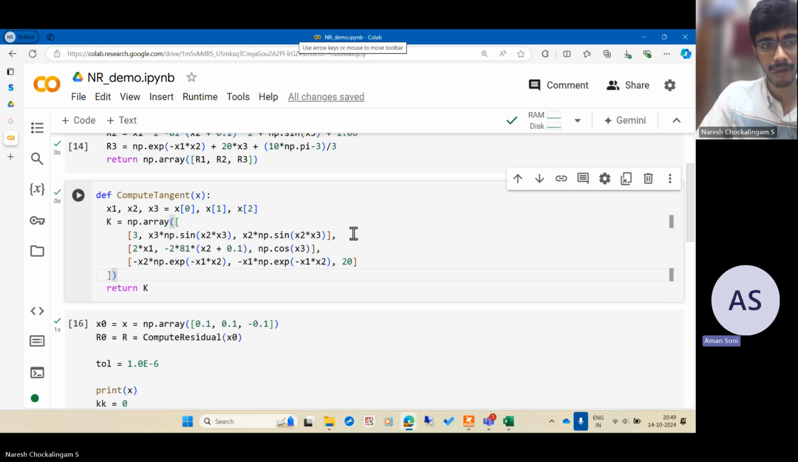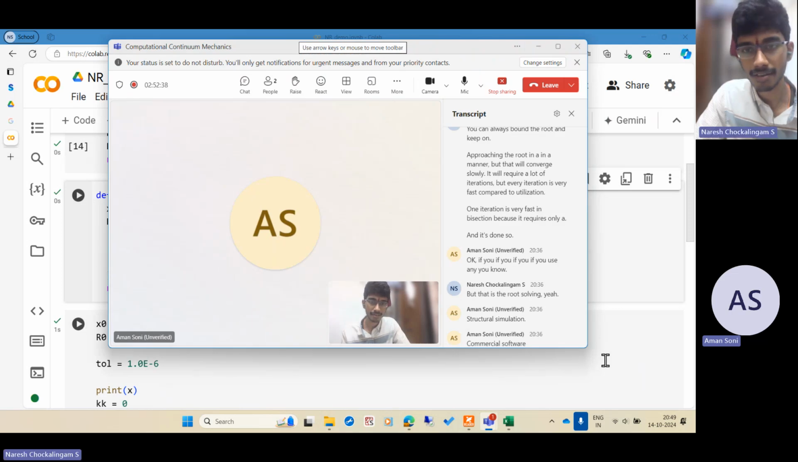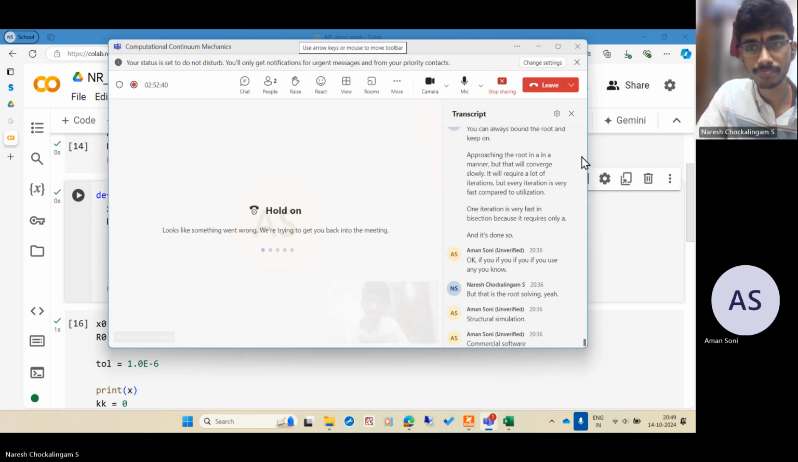If you use any structural simulation commercial software at your end, if you have a license, for example, you can use Abaqus CAE or Ansys Workbench, sorry, Ansys Mechanical, those. Are you getting my point?